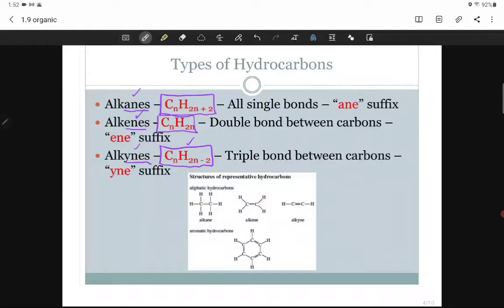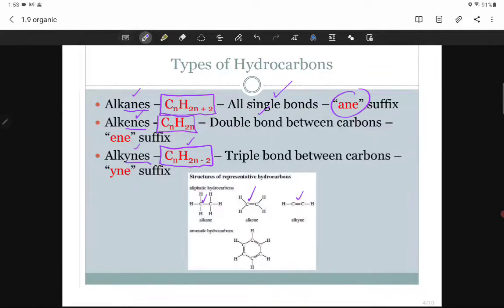We don't need to keep that up there. But you can also think about it this way. Hydrogens have to always be single bonded, but carbons can have single bonds right there, they could have double bonds right there, or they could have triple bonds right there. And if you have a molecule that has all single bonds, it's an ane.